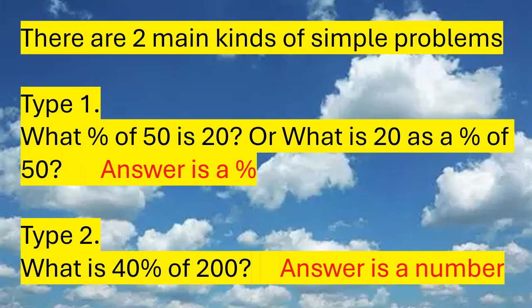Okay, there are two main kinds of simple problems, which are called type 1 and type 2. So type 1 is what percentage of 50 is 20? Or what is 20 as a percentage of 50? And the answer will be a percentage. That's how you know it's type 1. The answer will be a percentage. Type 2, what is 40% of 200? The answer is going to be a number. And that's how you know it's type 2, because the answer is a number.